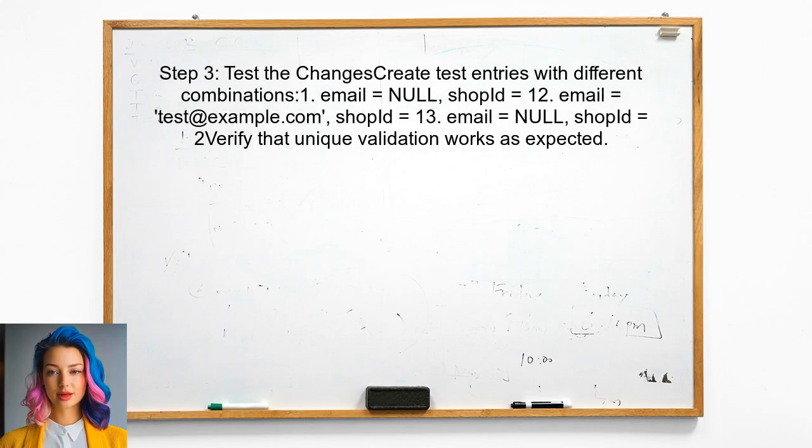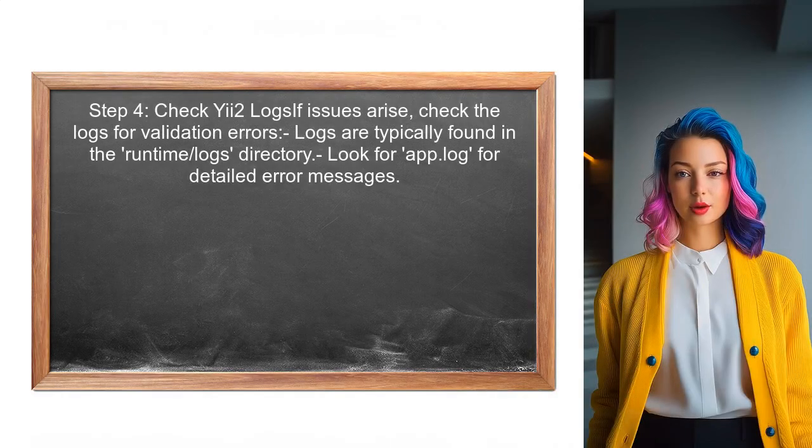After updating the validation rules and checking the database schema, the user should test the changes. They can do this by creating new entries with various combinations of email and shop ID values. Finally, if the user encounters any issues during testing, they should check the Yii2 logs for any validation errors. This can help identify if there are any other underlying problems.